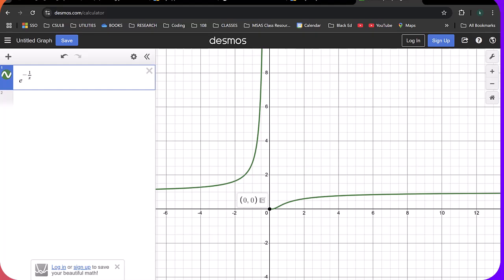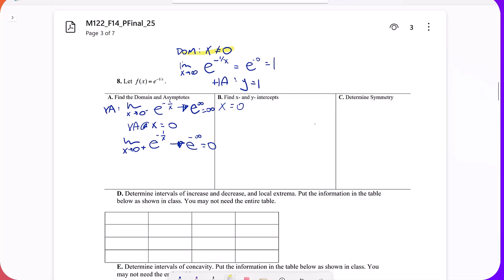So this, again, is a piece where your calculator doesn't always have the sensitivity to really understand what's going on. Okay, so there is no domain, so no y or x intercepts.